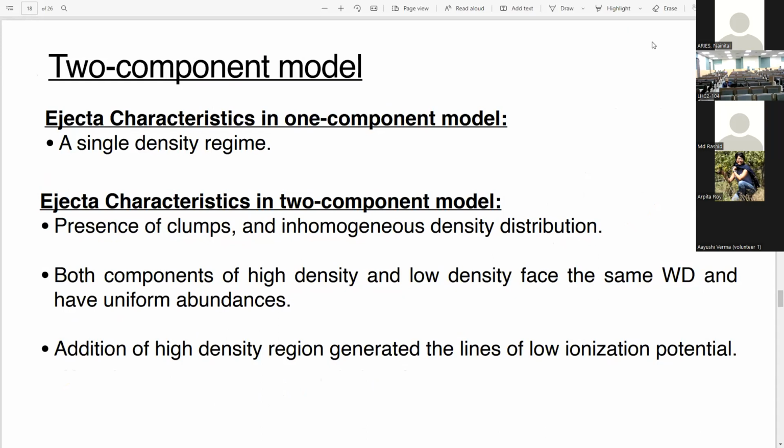First, we considered a single density region, but it didn't work out. Then we had to add a second density component. First, we considered a region with low hydrogen density. That region successfully generated the lines with high ionization potentials. But in order to generate the lines of low ionization potential that we see in the observed spectra, we had to add a region of high hydrogen density, which we call the clump. And this is the two-component model.